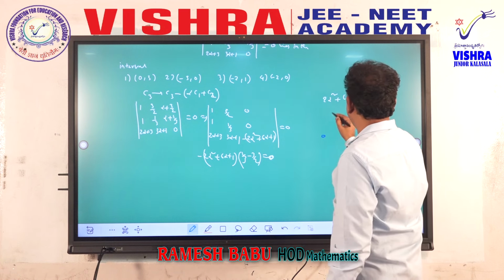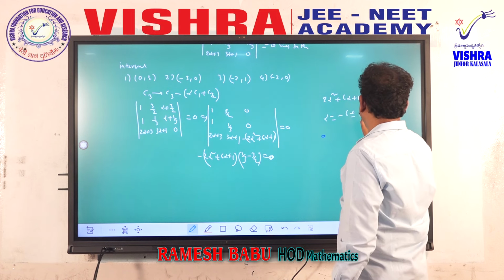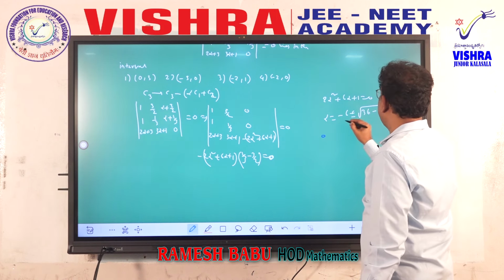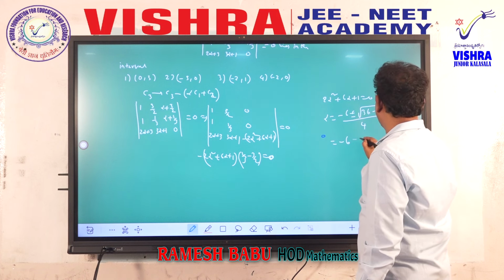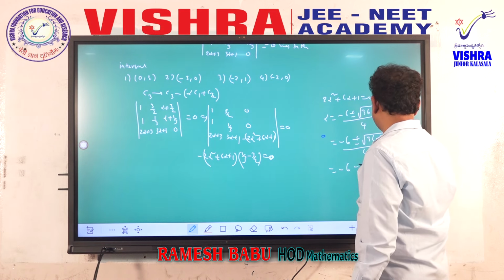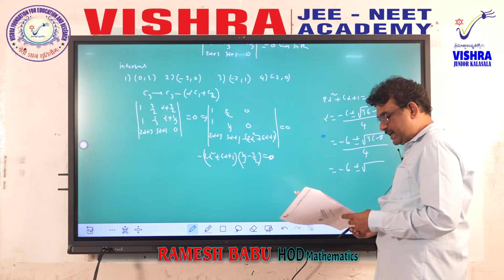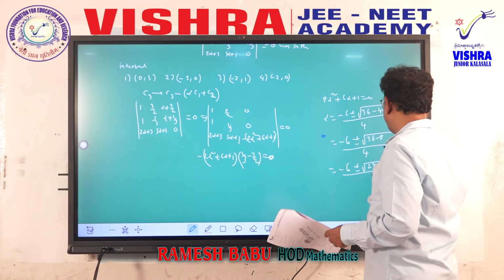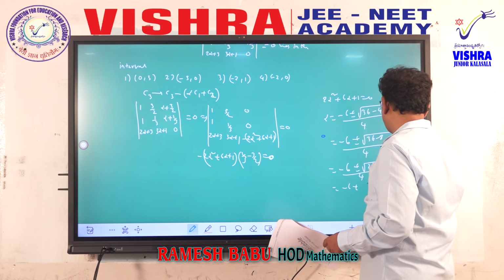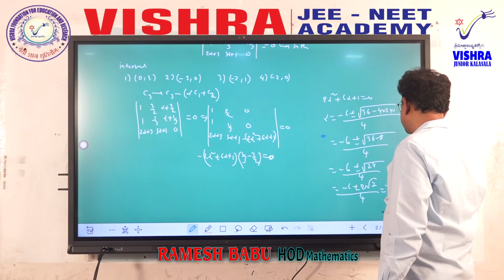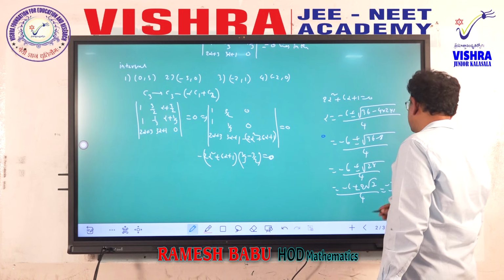2 alpha square plus 6 alpha plus 1, so alpha equal to minus 6 plus or minus root of b square minus 4ac by 4, that is equal to minus 6 plus or minus 36 minus 8 by 4. So 36 minus 8, so we get how much? 28 by 4. So minus 6 plus or minus 2 root 7 by 4. So minus 3 plus or minus root 7 by 2.